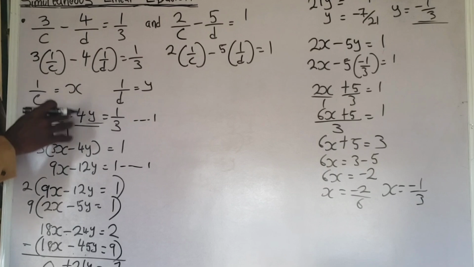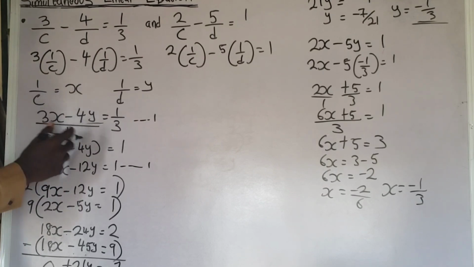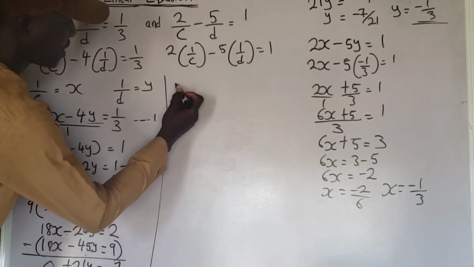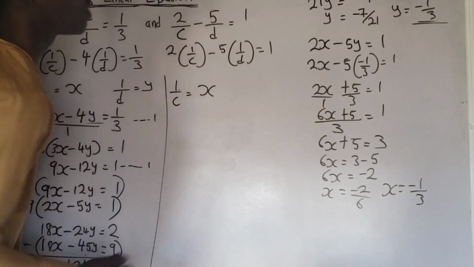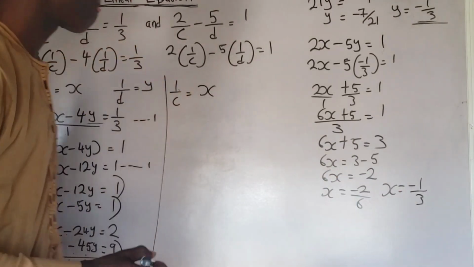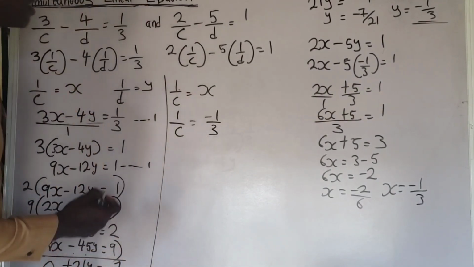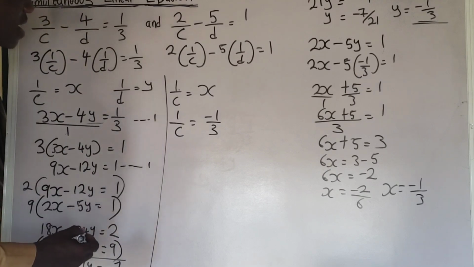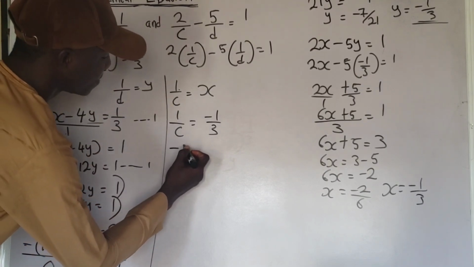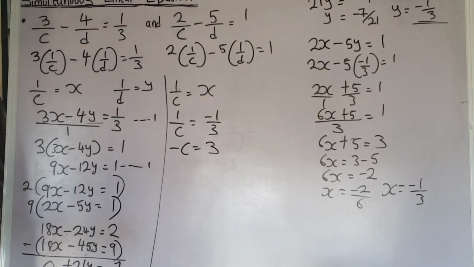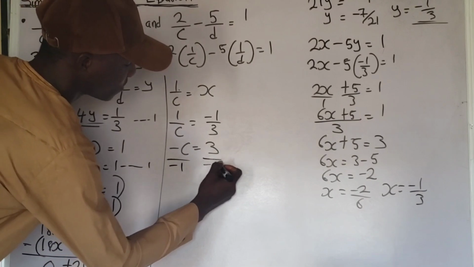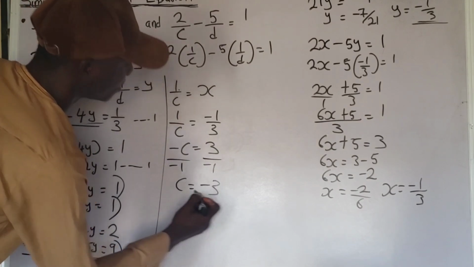Now, we are asked to find the value of c and d. Don't forget that 1 over c equals x. Please pay attention. We have gotten the value of x as negative 1 over 3. So 1 over c equals negative 1 over 3. To get the value of c, I'm going to cross multiply. Then negative c equals 3, which is the same as negative 1c. So c equals negative 3.